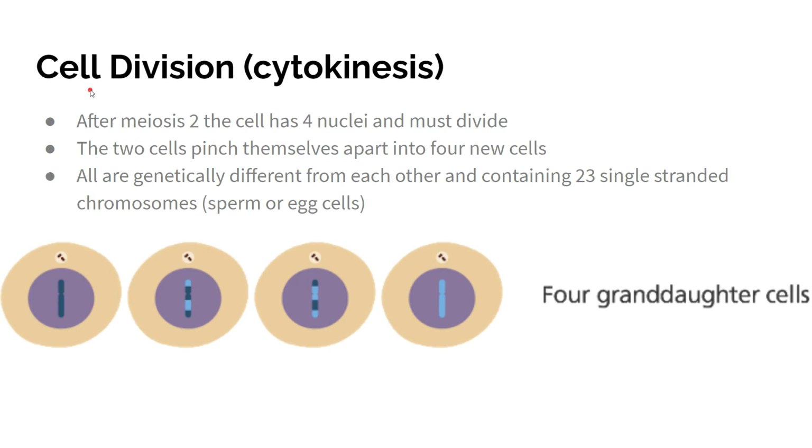And then finally cell division or cytokinesis. So this is after meiosis 2. The cell has 4 nuclei now and must divide. The 2 cells pinch themselves apart into 4 new cells altogether. All are genetically different from each other and contain 23 single-stranded chromosomes. So now we have sperm or egg cells, and these are called granddaughter cells.